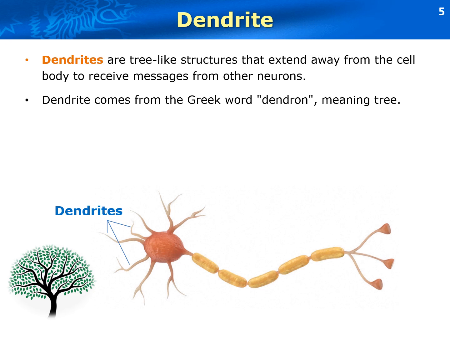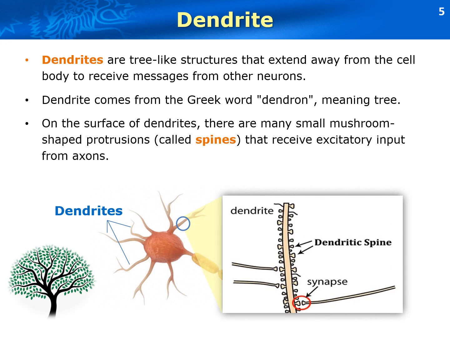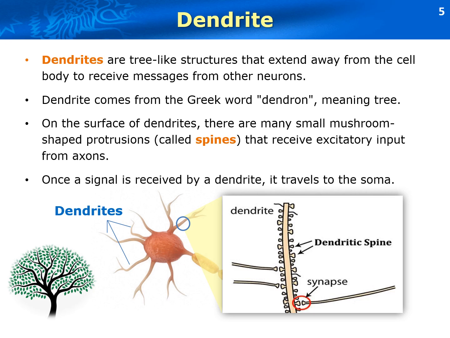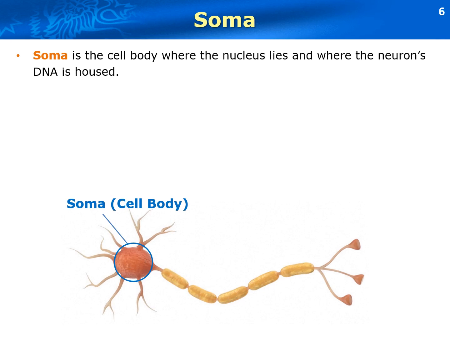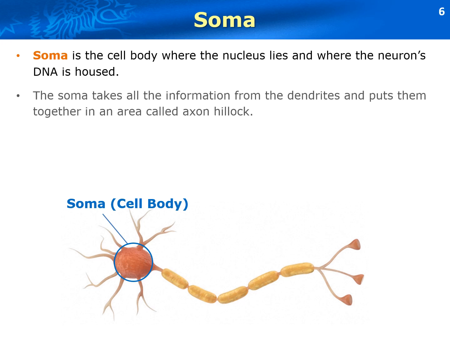On the surface of dendrites, there are a number of small protrusions called spines, whose shapes are like small mushrooms. These spines receive excitatory input from axons. The signal received by a dendrite is passed to the soma. Soma is the cell body where the nucleus lies and where the neuron's DNA is housed. The soma takes all the information from the dendrites and puts them together in an area called axon hillock.